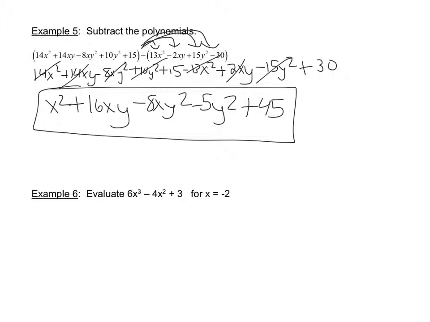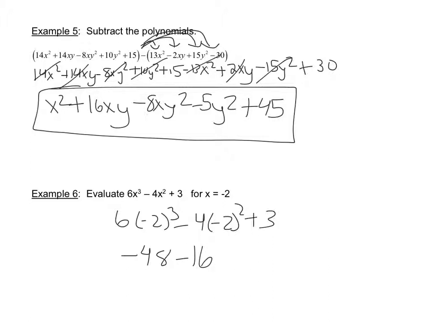Okay, so there's adding and subtracting. Now let's look at evaluation here. It says evaluate this for x equals negative 2. So plug it in. You get 6 times negative 2 to the third. Negative 2 to the third is negative 8, times 6 is negative 48. Minus, and then negative 2 squared is positive 4, times 4 is 16. Plus 3. So you add those together, you get negative 61.